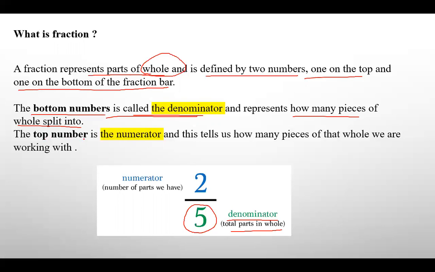When we talk about the top number, it is called the numerator, and it is the number of parts that we want to have. So there are two parts out of a total of 5 parts, and it is called the numerator. The numerator tells us how many pieces of the whole we are working with, how many pieces from the whole we have. The denominator is the total parts. This is the way to represent the numerator and denominator: top number by bottom number, or numerator by denominator.